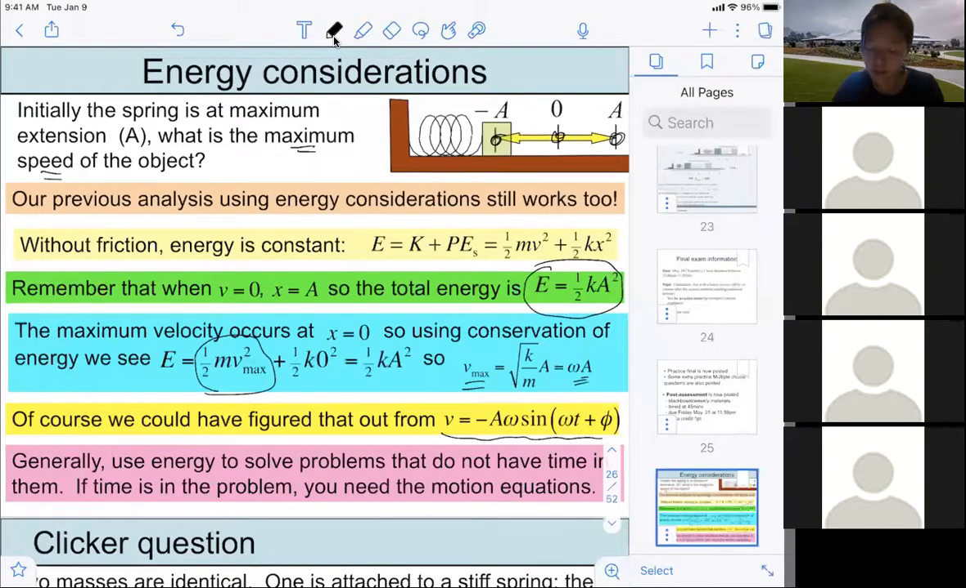Now, energy approach can also help you solve anywhere in between these 2 points, right? If you're halfway in between 0 and A, let's say this is at A over 2. Now I'm asking you, what is your velocity? Would you be able to solve that? What is your velocity at that point?